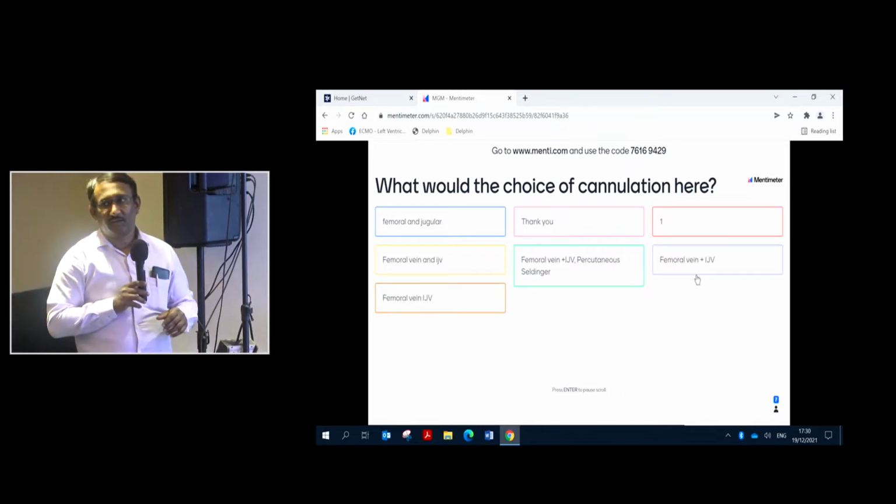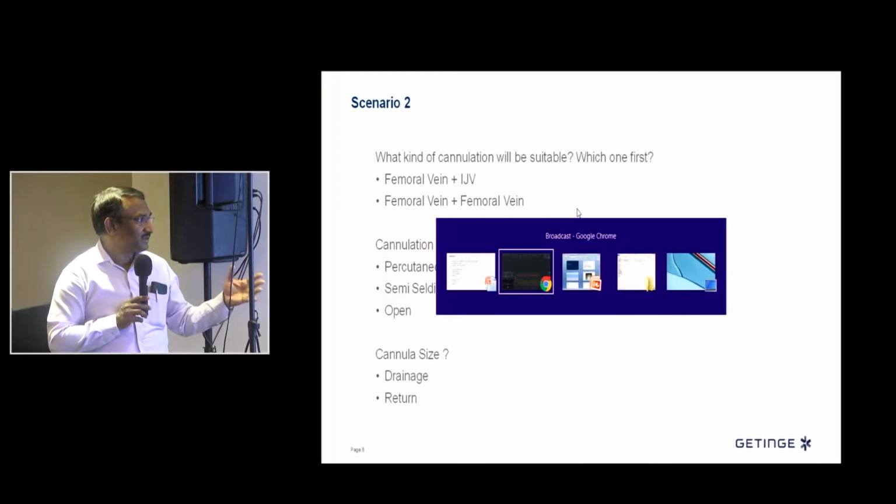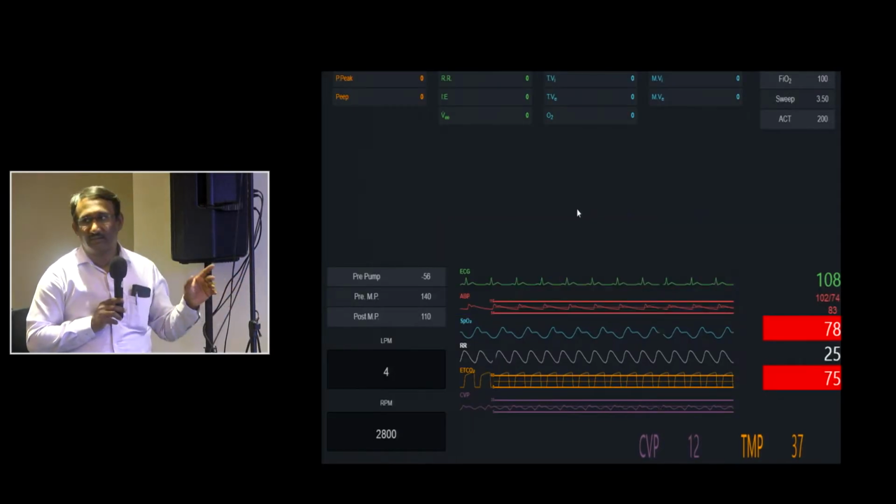As most of you have shown, that's the preferred way, femoral plus jugular. But again, femoral is not a contraindication. It's just an individual preference and institutional choice. Okay, next one. So cannula size, this also we discussed in detail in the previous cannulation workshop.